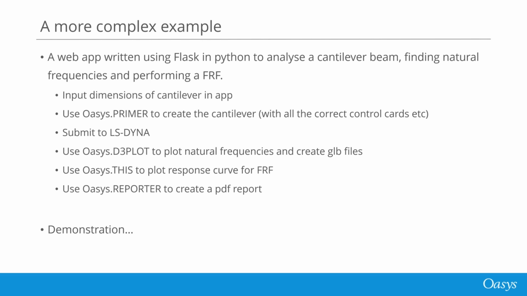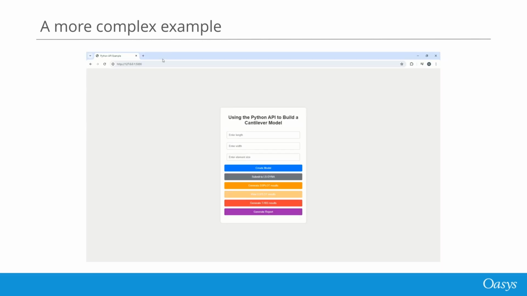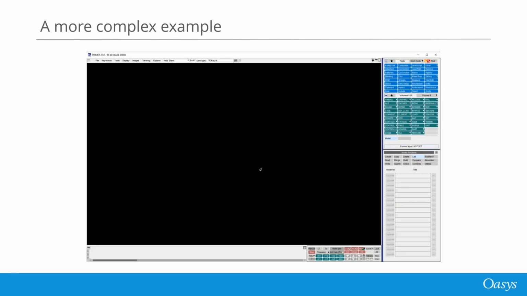This is the app that has been written using Flask and Python. We will type in the length, width, and the mesh size. We'll click on Create Model. This will open Primer. In reality, this would all be done in one automatic process, probably in batch. However, we are showing each program being run interactively, separately, so you can see what's happening.